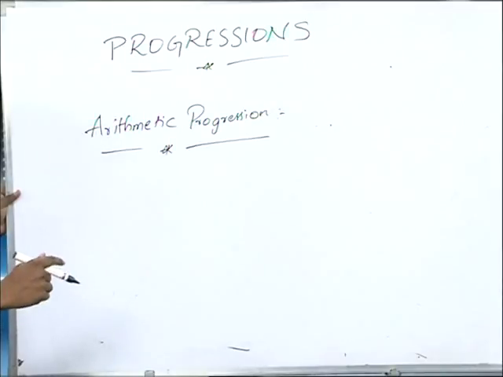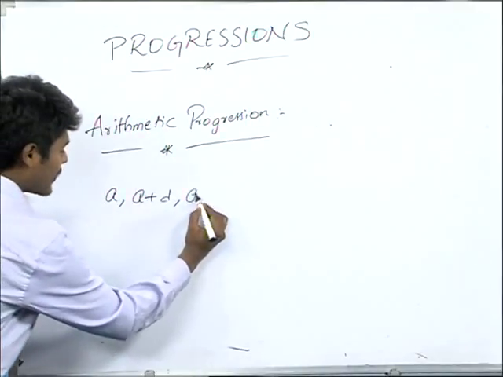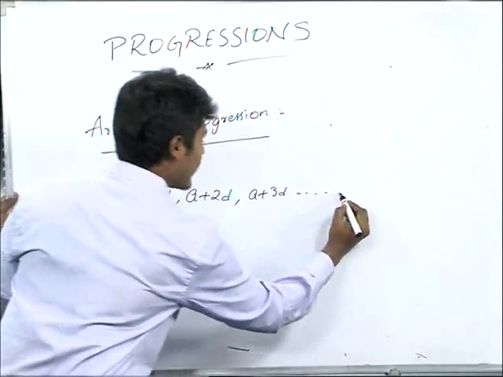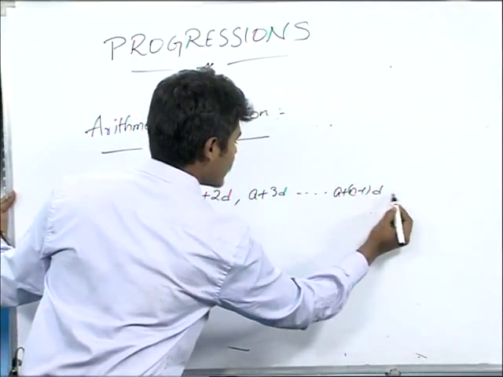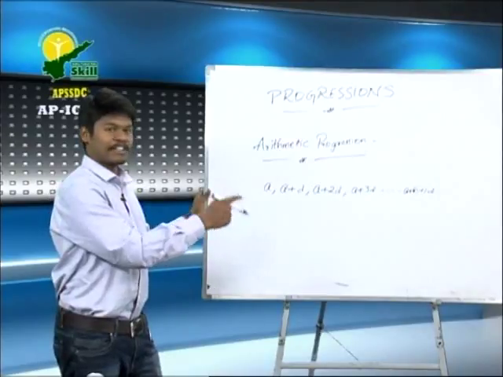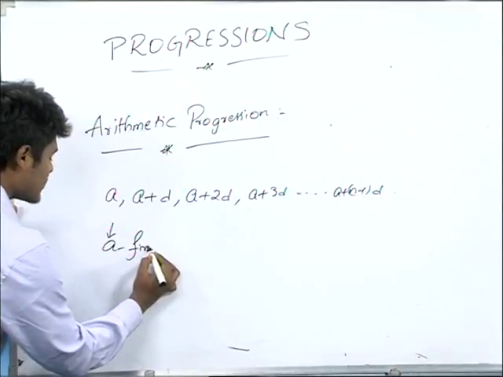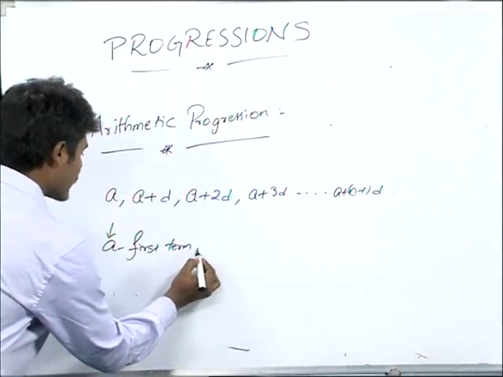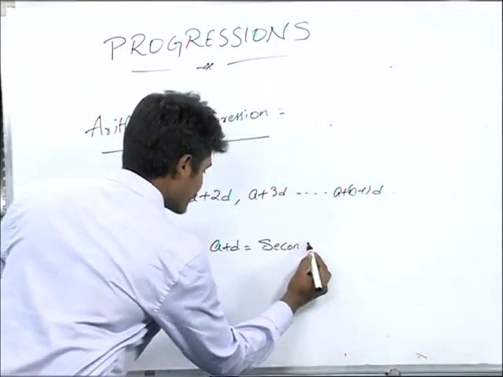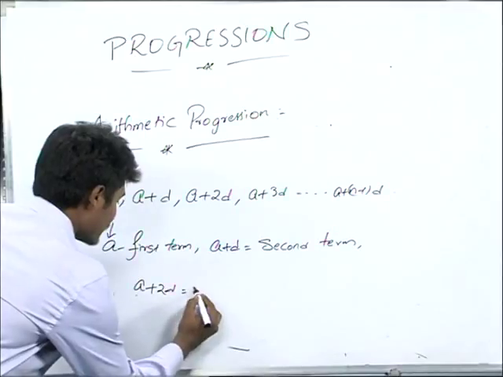This series is represented like this: A, A plus D, A plus 2D, A plus 3D, and so on up to A plus n minus 1 into D. Here A is the first term, A plus D is the second term, A plus 2D is the third term.